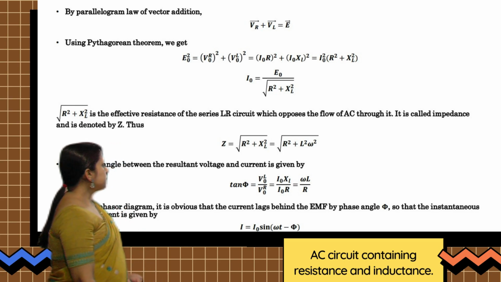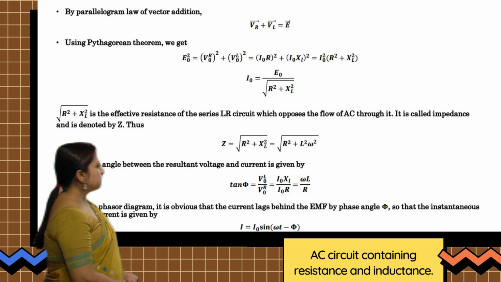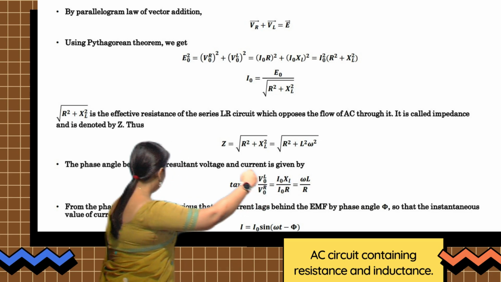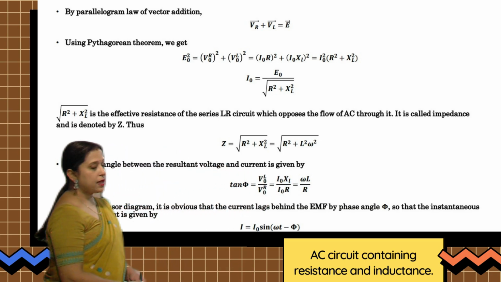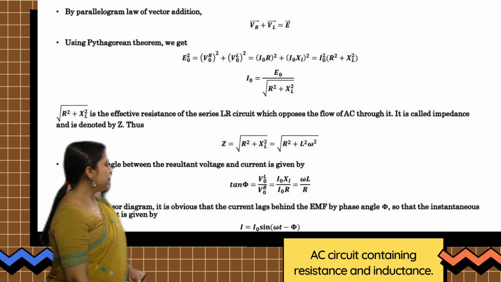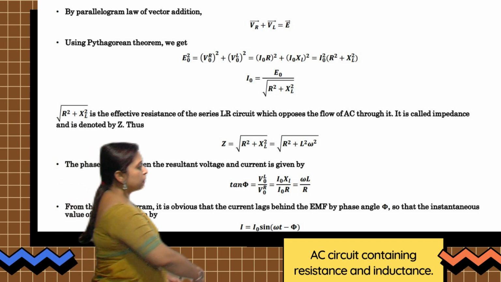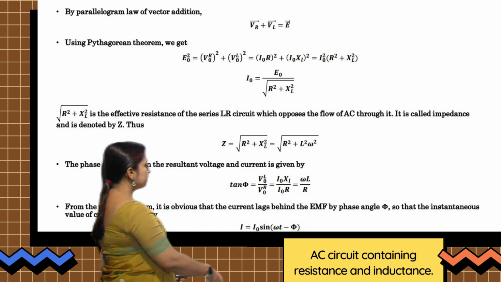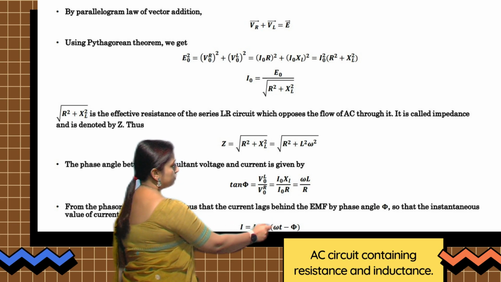that the phase angle between the resultant voltage and current is given by this relation. So from the phasor diagram, it is obvious that the current lags behind the EMF by a phase angle of phi, so that the instantaneous value of current is given by this equation.